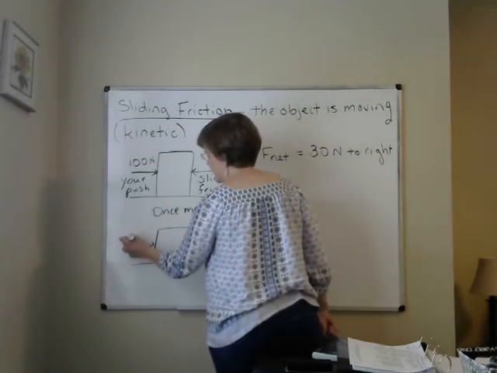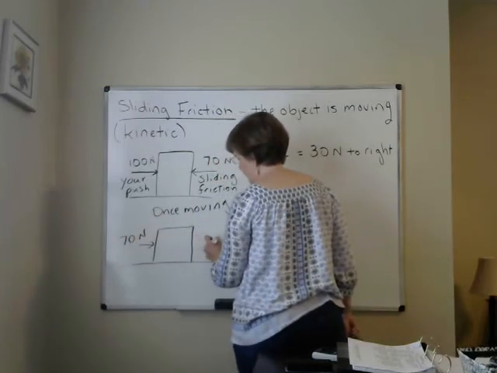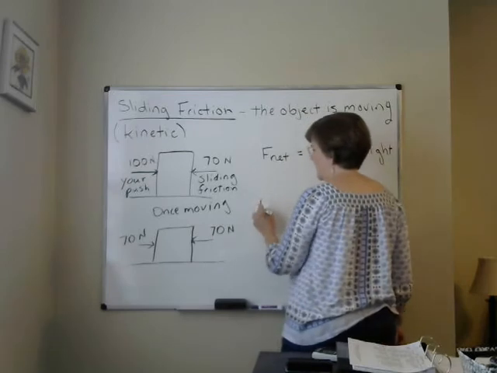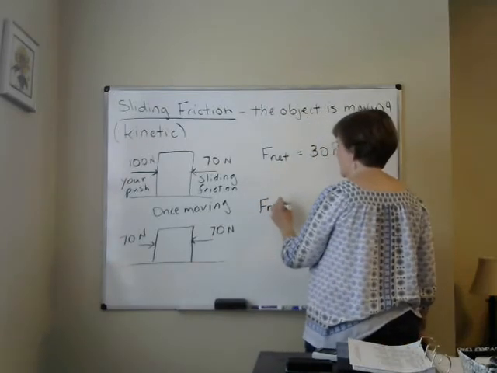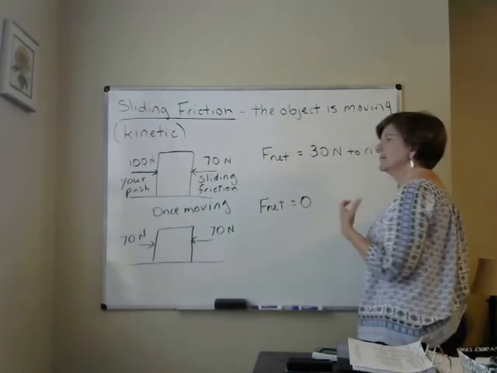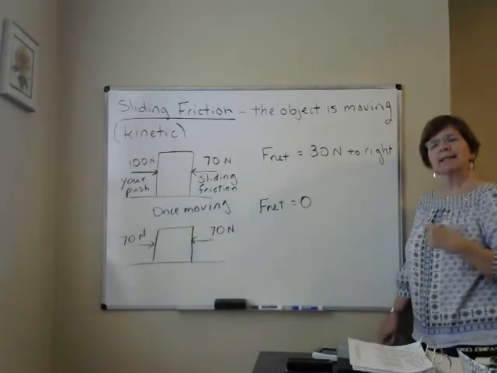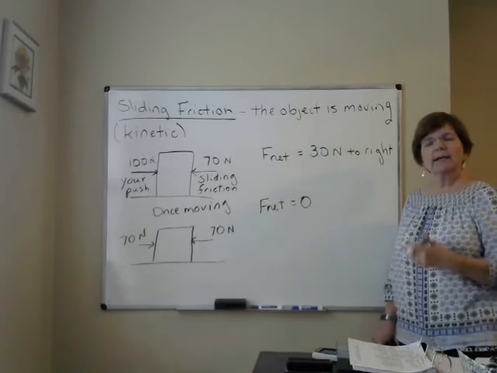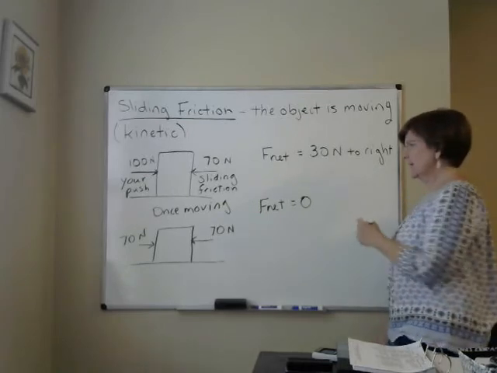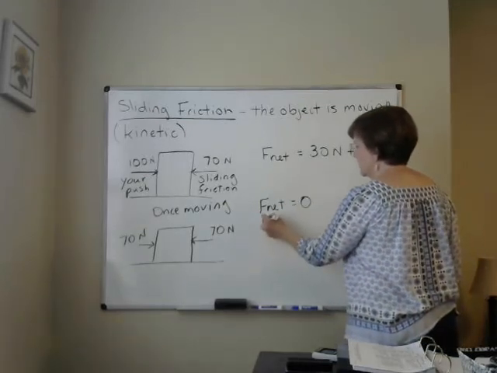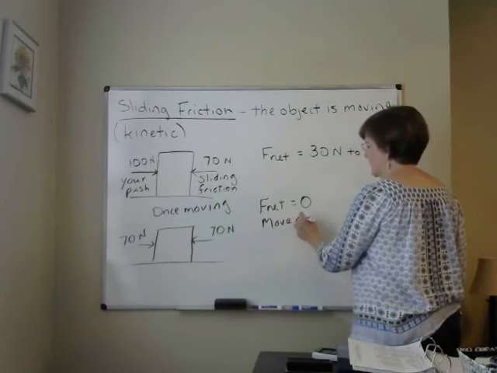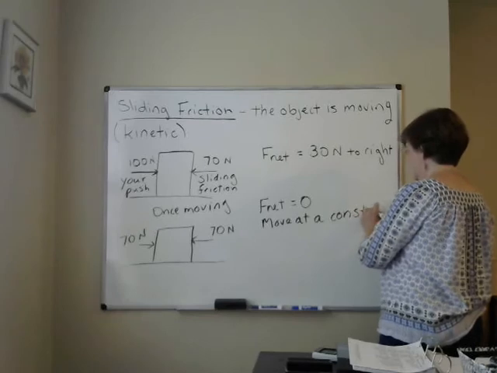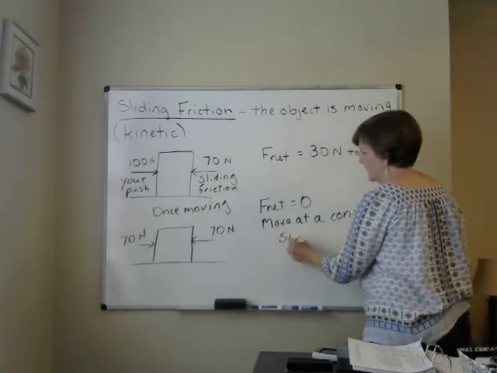You can push with 70 newtons. Friction will push at 70 newtons. At that point, the net force is 0, but it's in motion. When something's in motion and the net force is 0, it doesn't stop. It simply moves at a constant speed. So now it will move at a constant speed.